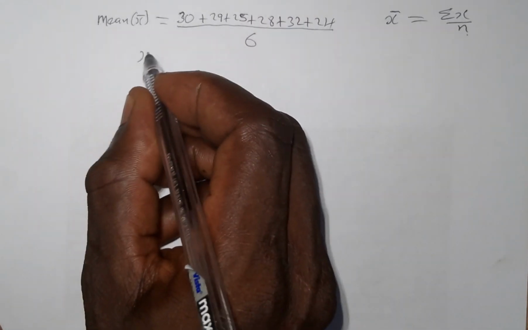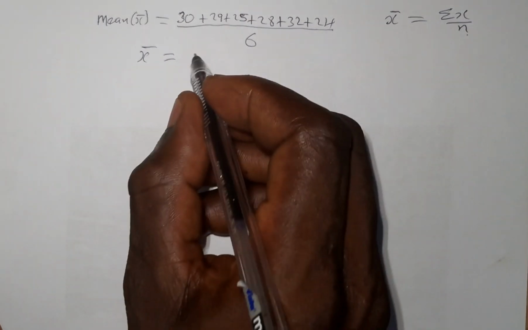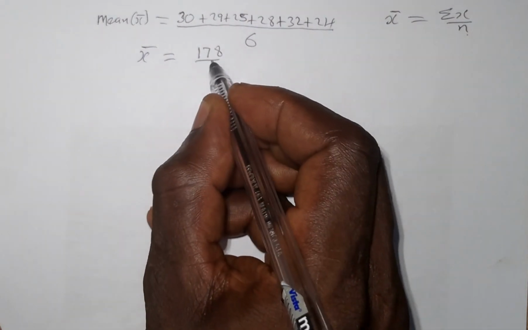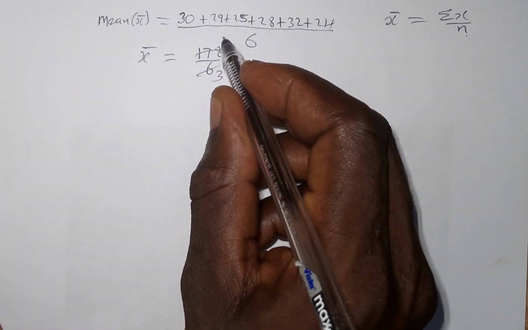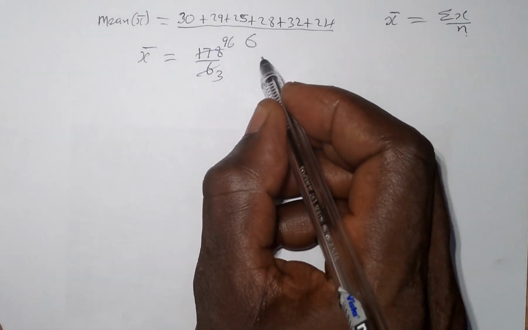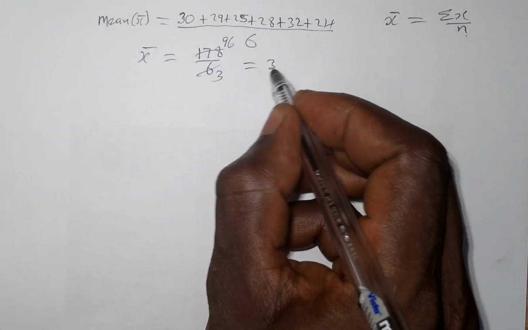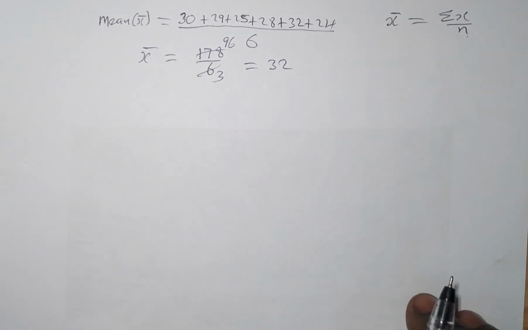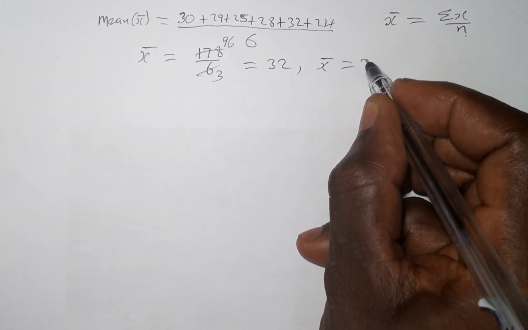Alright, so we sum these. When we sum it all, x bar equals 178 divided by 6. This one will give us 3, and this one will give us 96. So when you cancel, this will give us 32. By implication, our mean x bar is equal to 32.